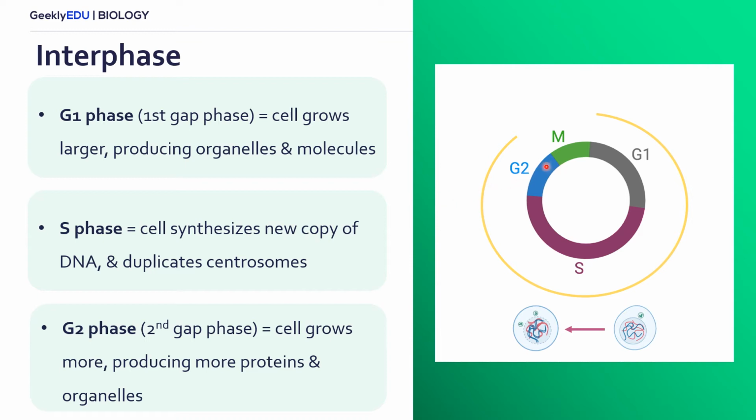And then we have the G2 phase, or the second gap phase, and here the cell grows a little bit more and produces more molecules such as proteins, so basically ramping up for the actual cell division that happens in the M phase.